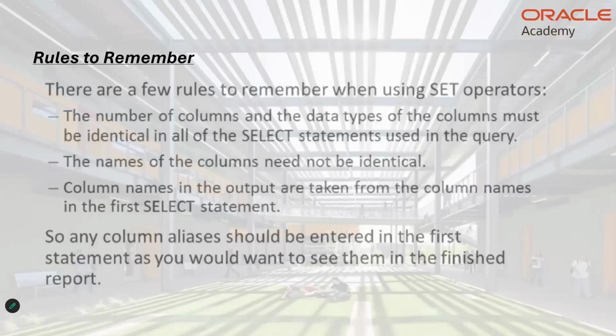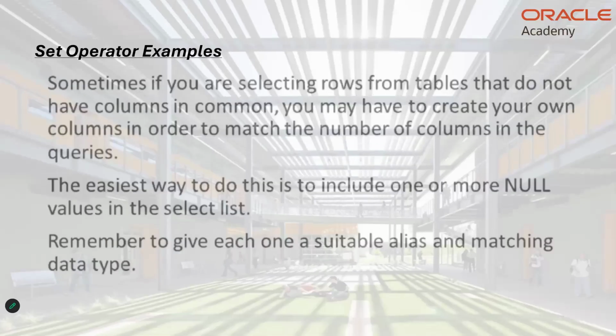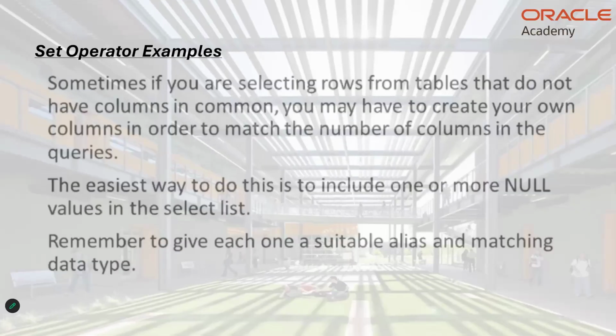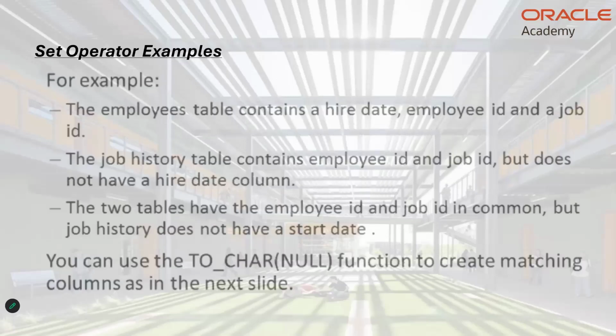So any column A listed should be returned. The key here is that the number of columns and the data type has to match. Sometimes if you're selecting rows from a table that does not have a column, you may have to create one and just fill it with nulls. That's usually what you would do in this scenario. Just add an additional column before you use a set operator. I've done that a lot, as long as it is the correct data type.